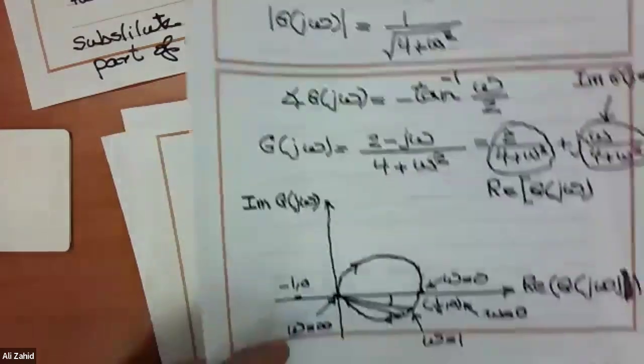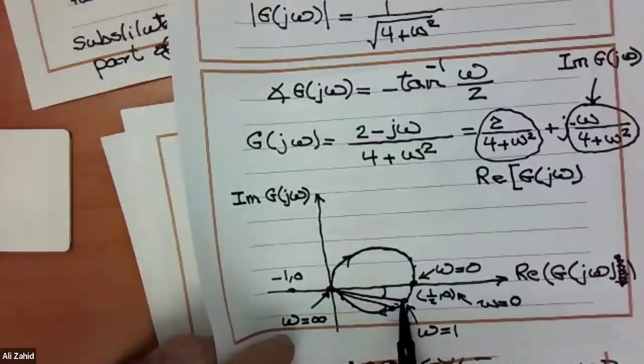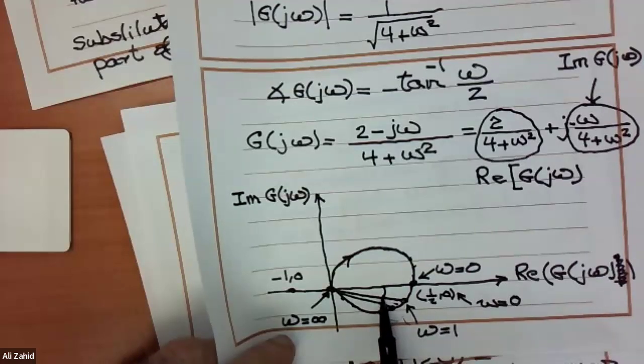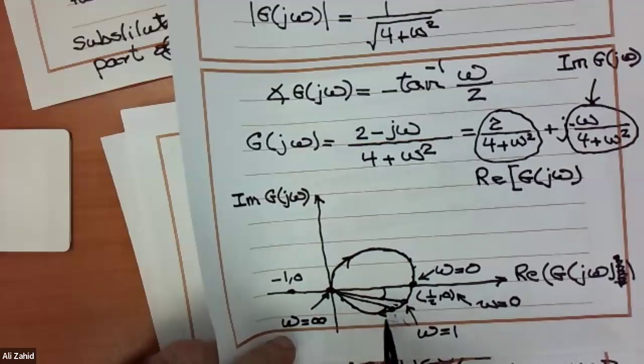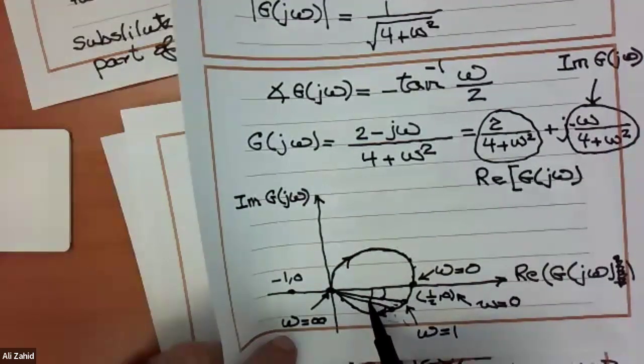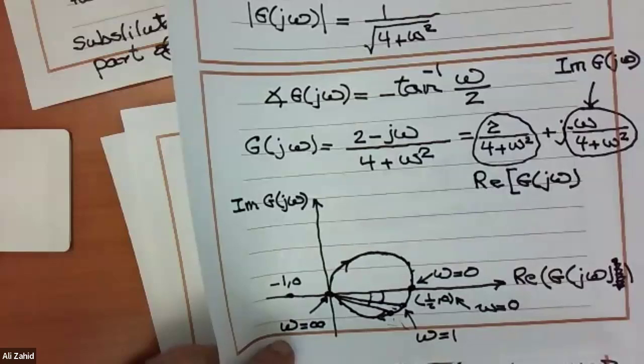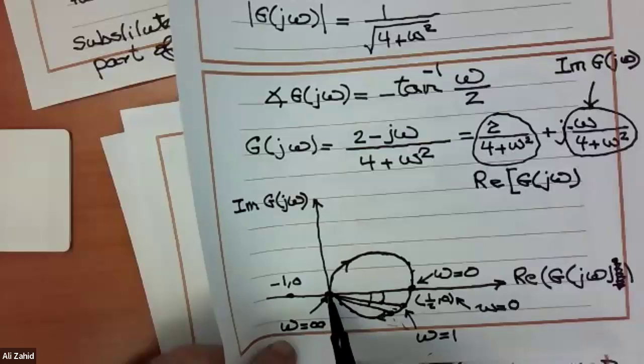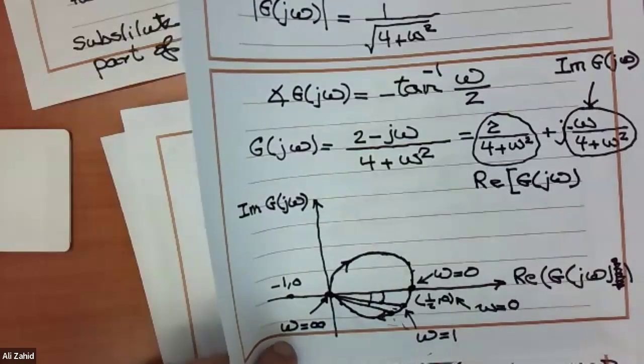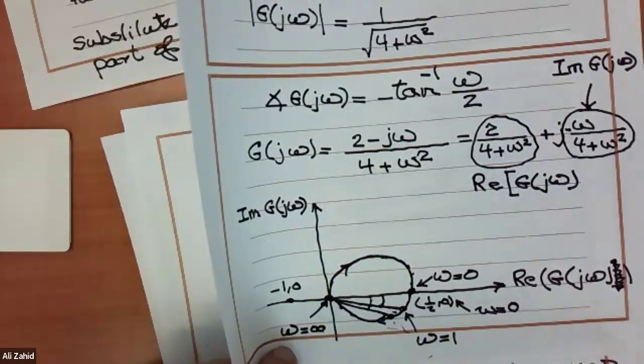At omega equal to 1, what is the phase? This is the phase. At omega equal to 2, what is the phase? Are you following me or not? All the way to what? Omega equal to what? Infinity. What is the phase?